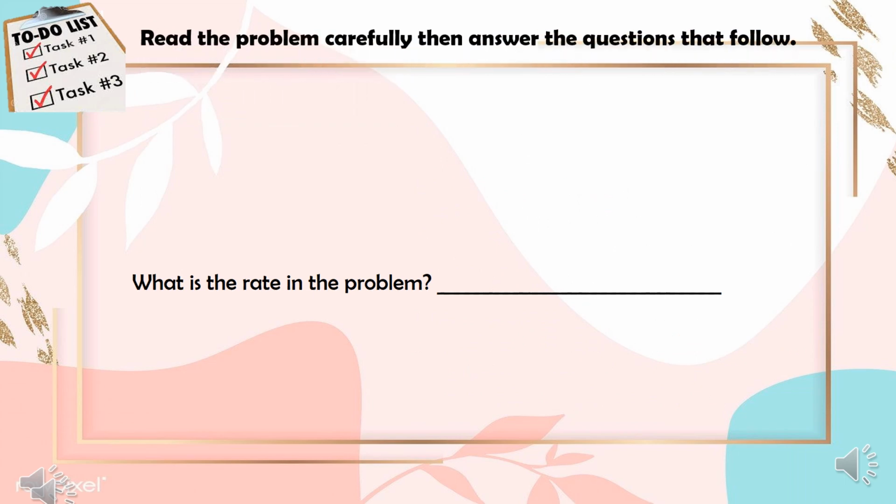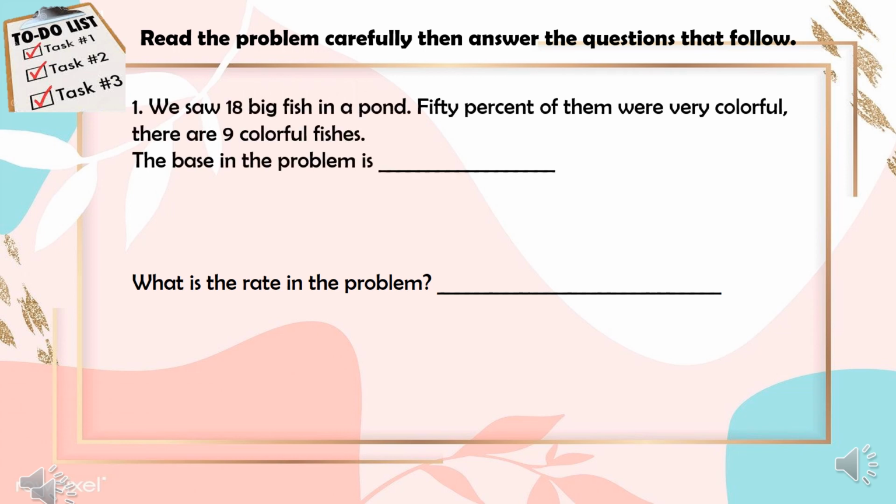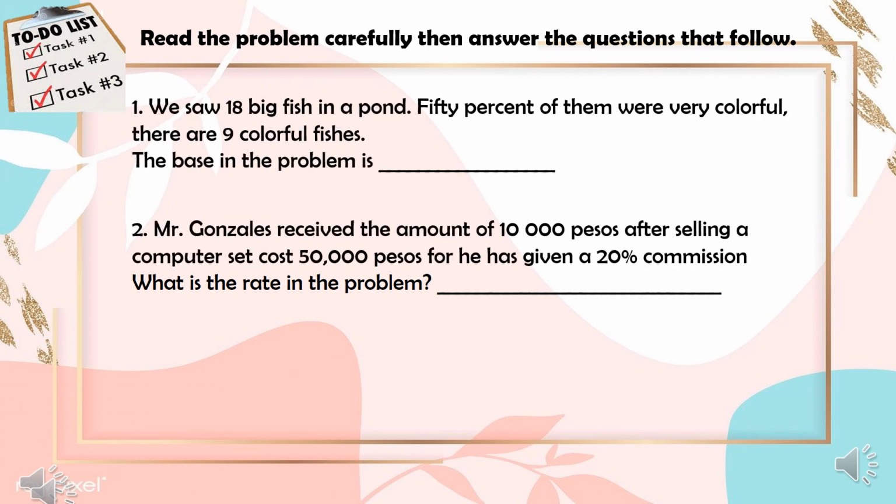Okay, so let us read the problem carefully, then answer the question that follows. For number 1, we saw 18 big fish in a pond.